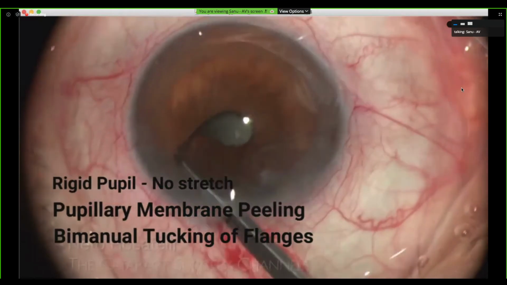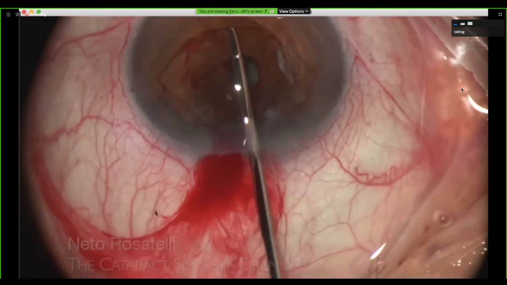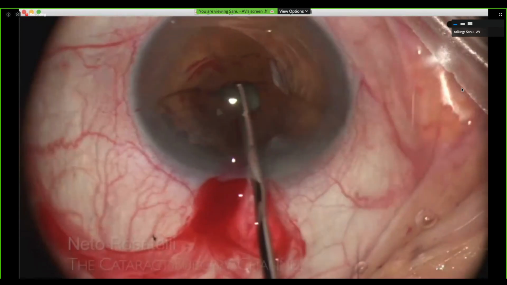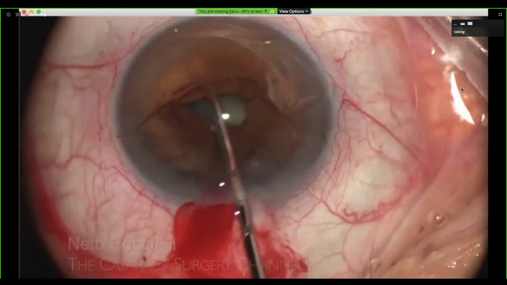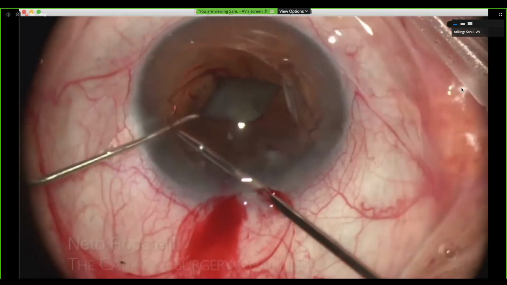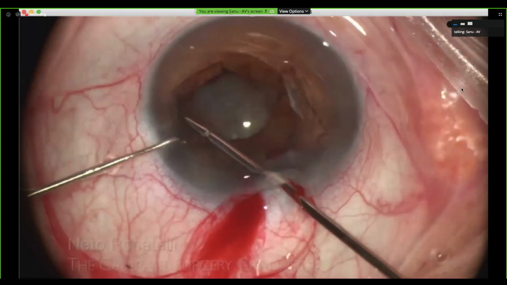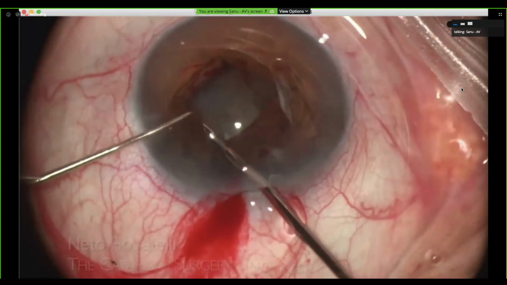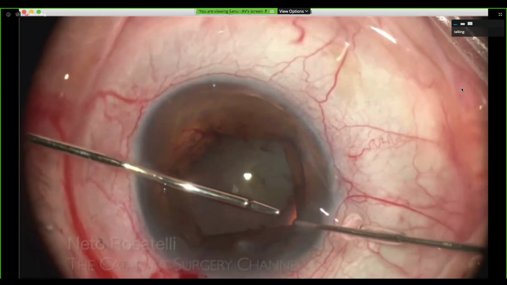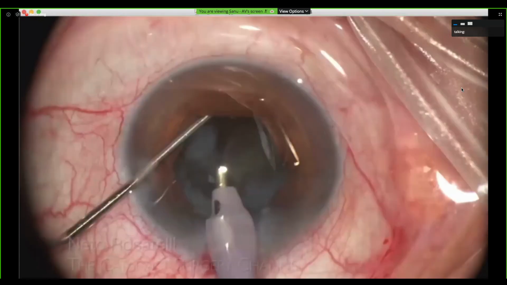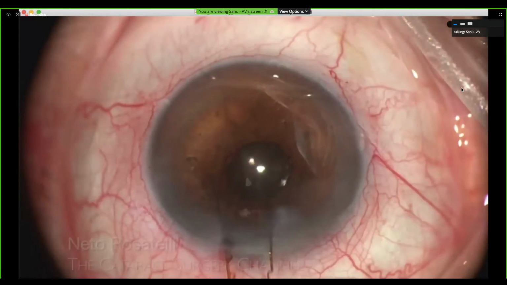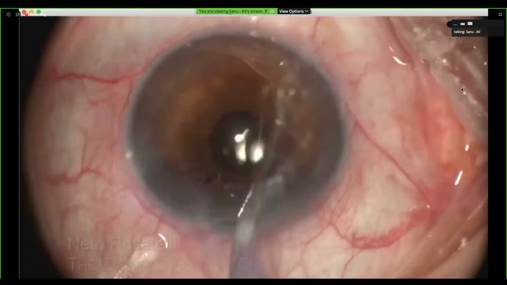This is a rigid pupil with a fibrotic membrane. Stretching was not attempted and only the fibrotic membrane was removed. When the pupil still remains rigid, bimanual tucking of the flanges using the forceps and the iris hook or Kuglen hook helps engage the B-HEX with ease. And we have such good visibility for surgery. Despite being rigid and fibrotic, we have a nice round pupil.